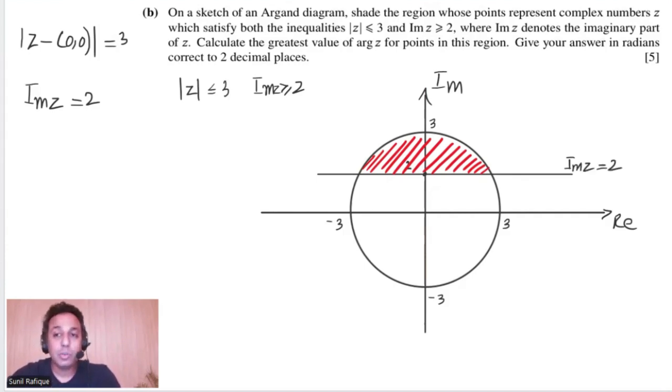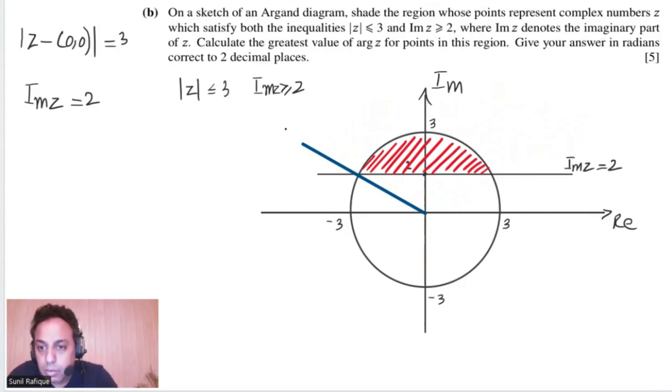Okay, now that's not over. I need to calculate the greatest value of argument of z. So argument of z is the angle from the origin, right? So you can see that I can have different angles like here, but what is the biggest possible angle? So this is the biggest angle which is possible. So let's take a look at how we can calculate this angle.